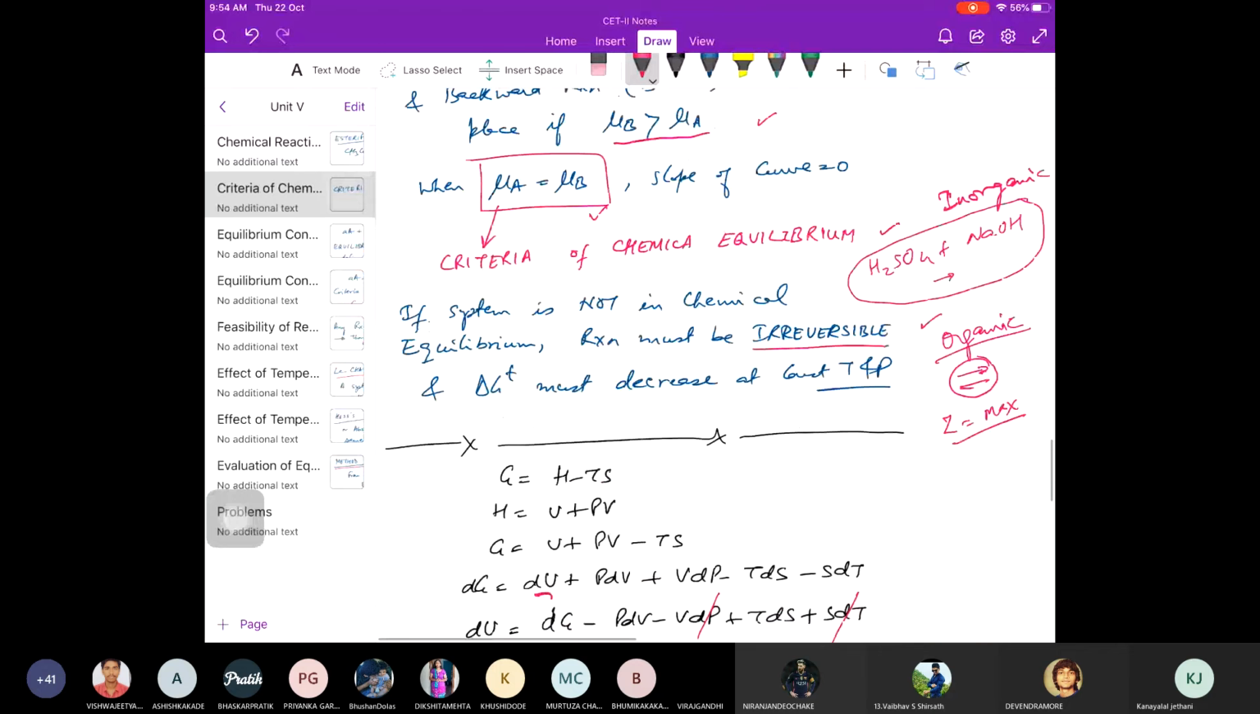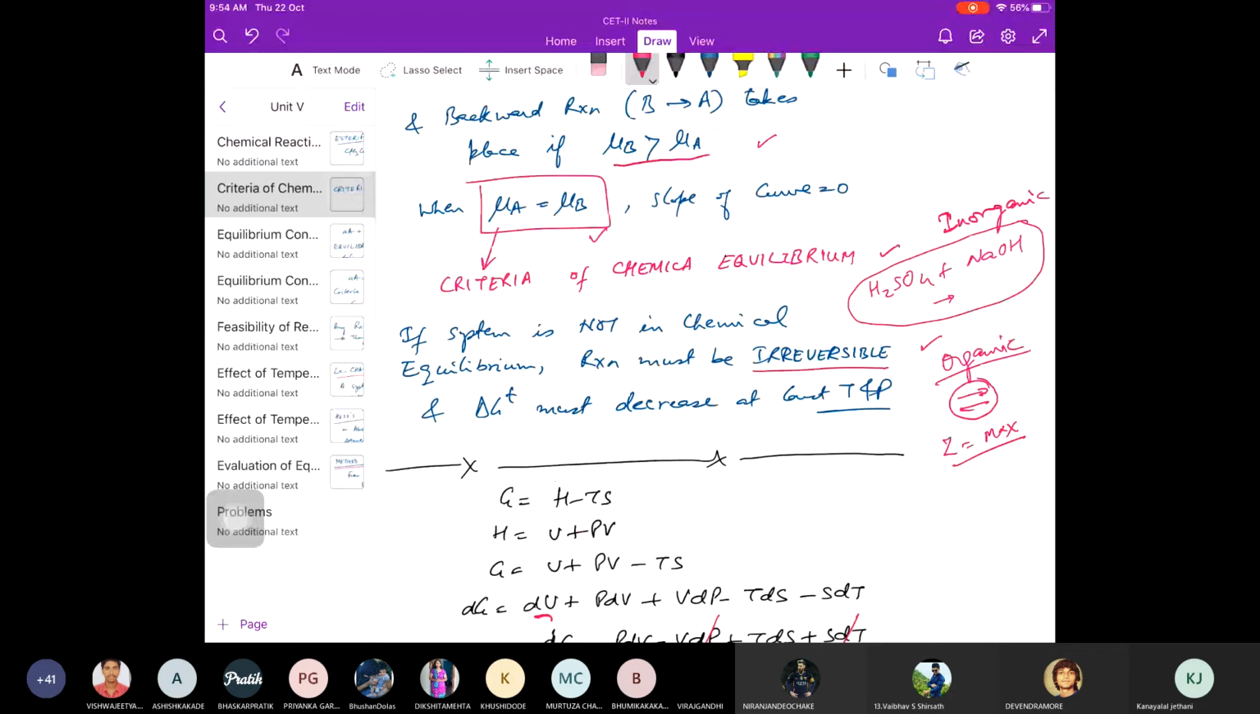Okay. So now we know that the criterion of equilibrium is essentially mu A should be equal to mu B. That means the chemical potential of the reactant should be equal to the chemical potential of the product. Then it is equilibrium. If mu A is greater than mu B, it is a forward reaction. If mu B is greater than mu A, it is a reverse reaction.